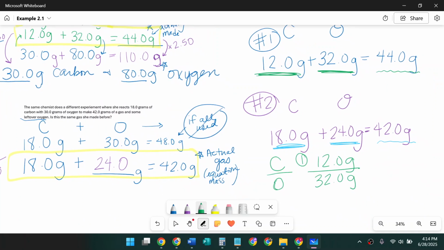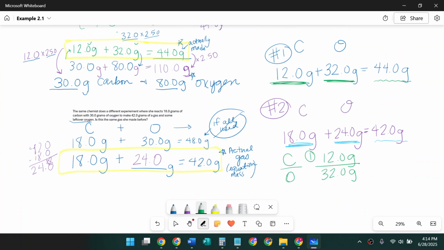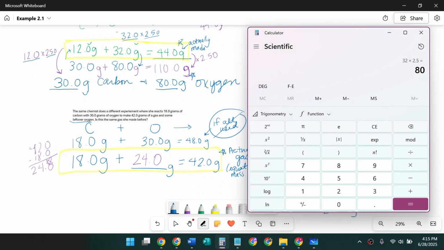If these two are indeed the same gas, in other words, the same recipe, I should get the same ratio when I do the same thing for the second one. Again, carbon has to go on top, oxygen has to go on the bottom. So carbon was 18 grams for the second one. Oxygen was 24 grams for the second one. Do you see where I'm getting those numbers from? I took carbon and divided it by oxygen for the first one, and then I did the same thing for the second. Now I can just pull up my calculator and see if I get the same ratios.